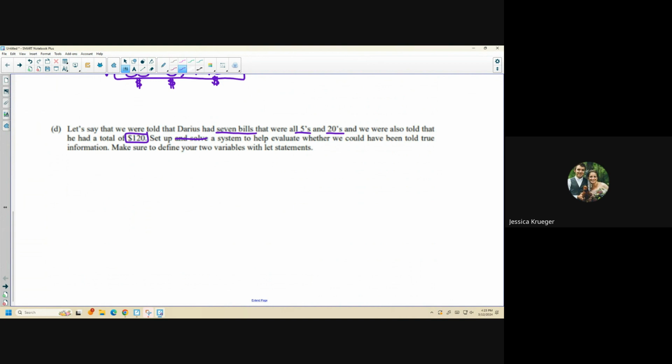Okay? So let's start with our let statements. So we'll let F equal the number of $5 bills. And then I like to just put next to it how much it's worth so that I keep that organized. And then I'll let T be the number of 20s.